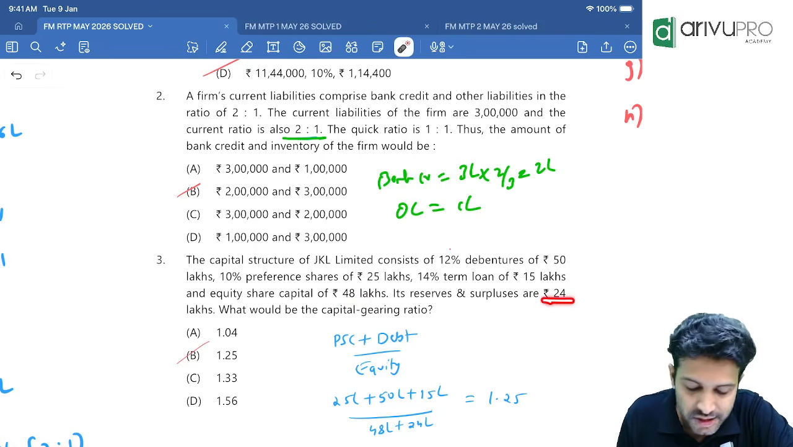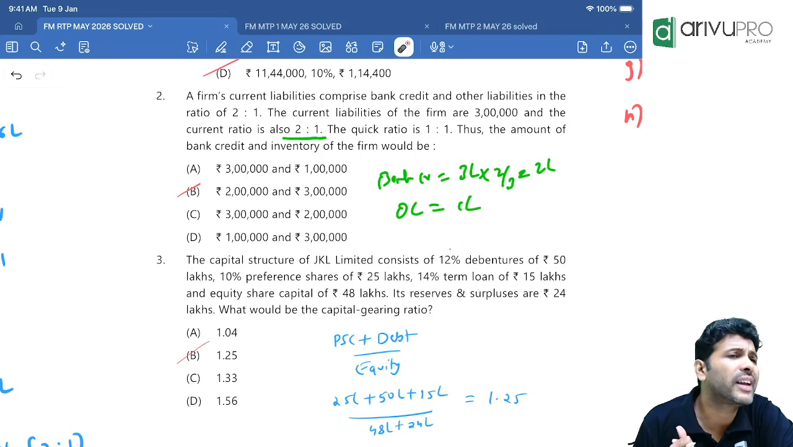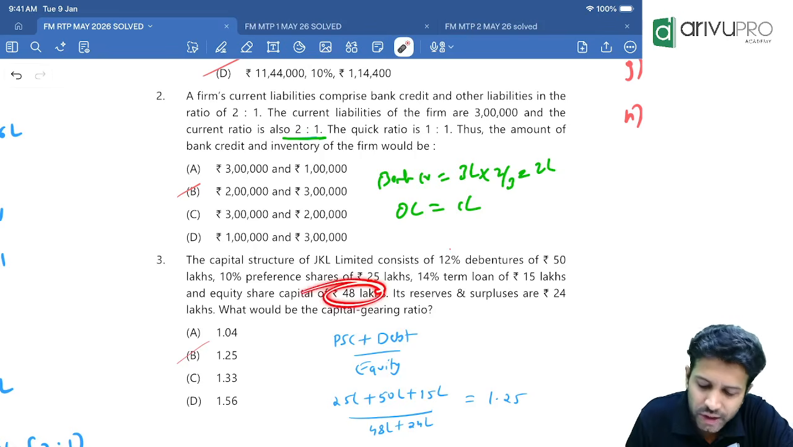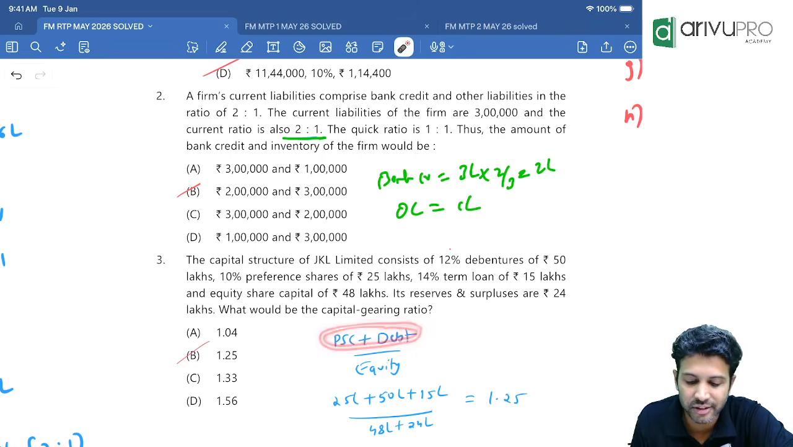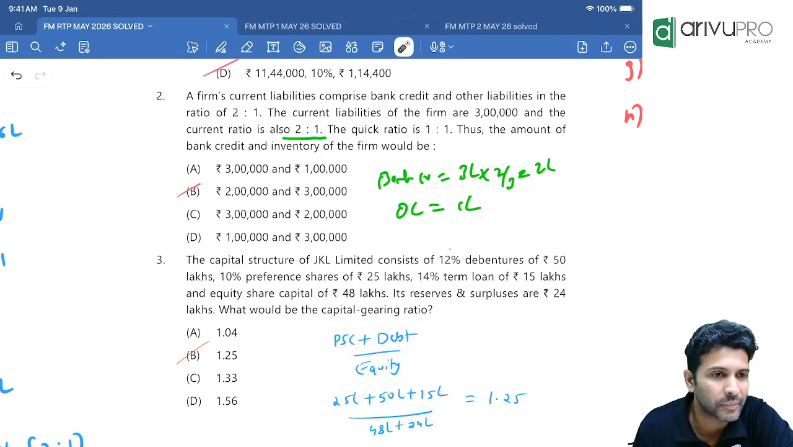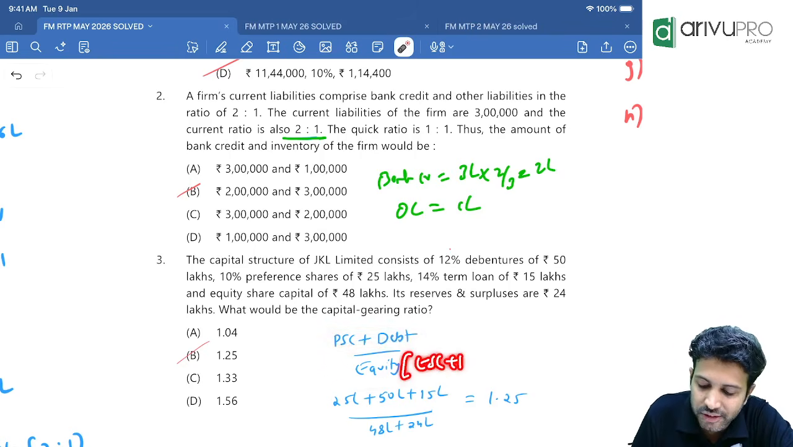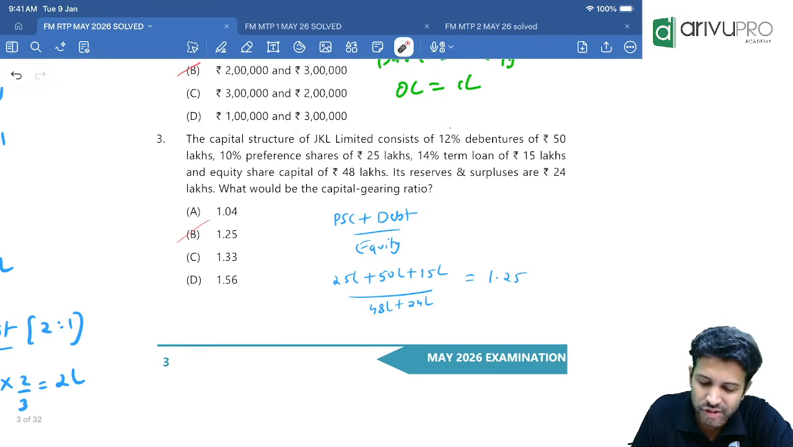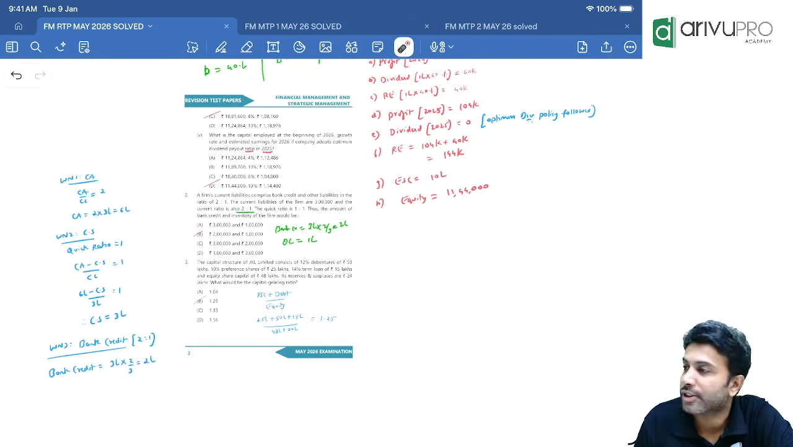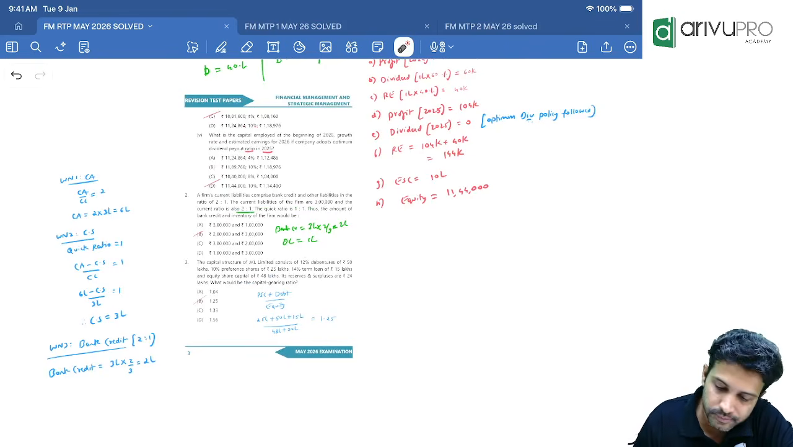48 lakh. Reserves and surplus, how much? 24 lakh. How do you get equity or net worth? Equity share capital plus reserves and surplus. Yes, no, people? So in the numerator, preference share capital plus debt, and in the denominator, equity. Equity means equity share capital plus reserves and surplus. Anything here or is it easy? This is pretty straightforward. Yes or no? Okay, that's your capital gearing ratio MCQ. Can I move on to the next?